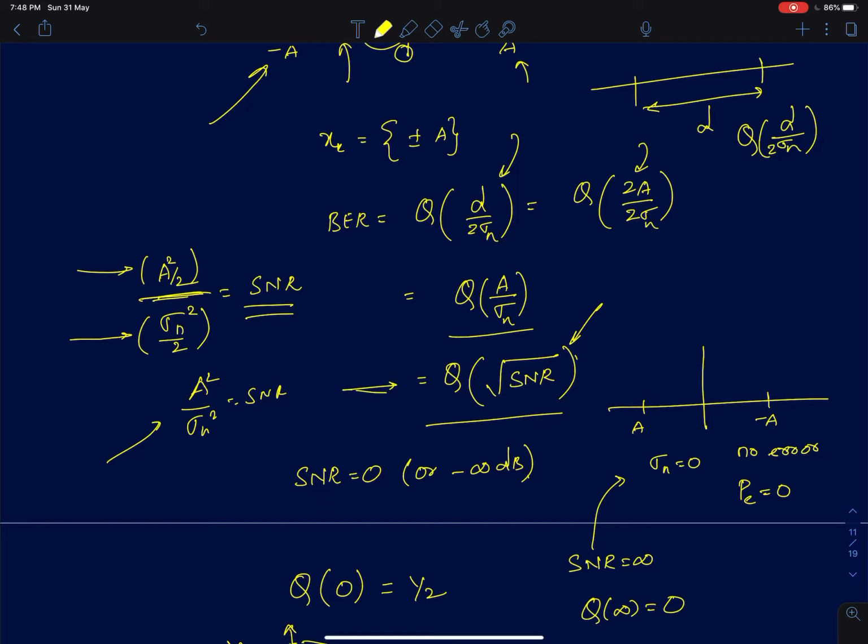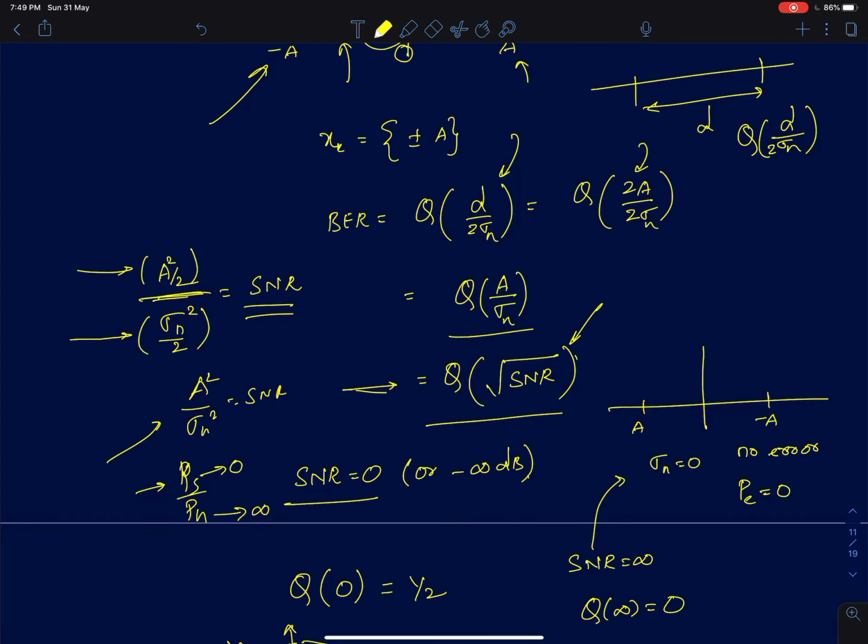So first I'll assume SNR is 0 dB, which means SNR is 0, ratio of powers is 0. You can have a 0 SNR either if your noise power is infinity or if your signal power is 0. If your signal power is 0, you will get SNR as 0, ratio of 2 powers. It's signal power divided by noise power, PS by PN. If your PS is 0, you will get SNR as 0, or finite PS but PN is infinity. Either case you will get SNR as 0.